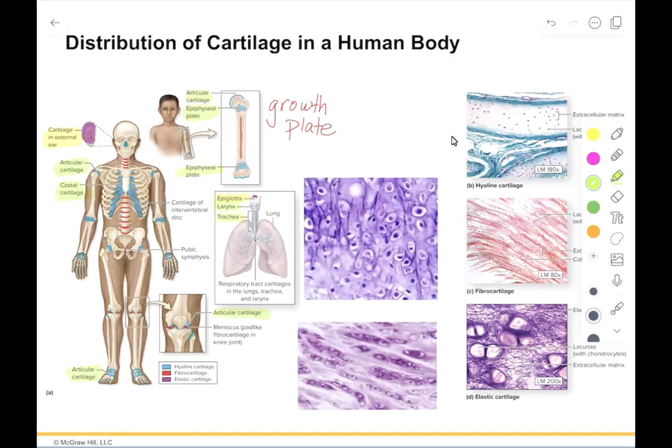And then fibrocartilage contains much more collagen. It's more like a shock absorber. So it's in places like the intervertebral disc, as well as the pubic symphysis, and finally the menisci. So it's important that you know those various locations of cartilage throughout the body.